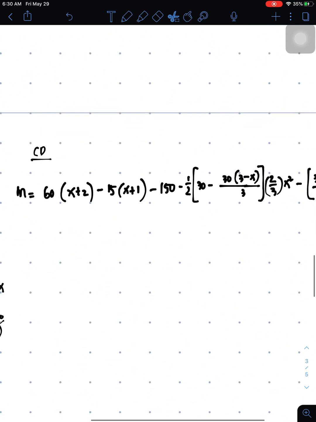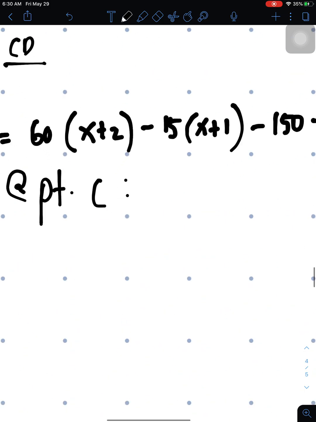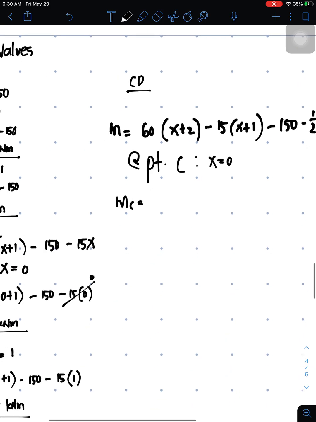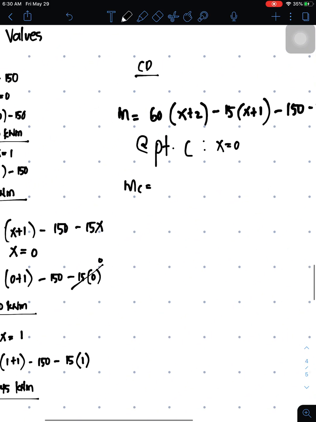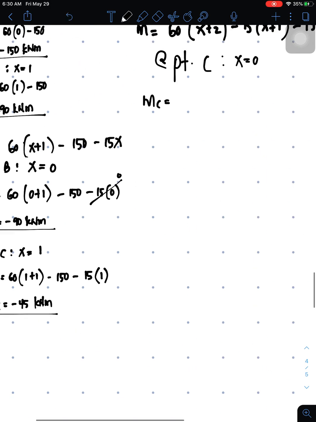Okay, so this is the moment equation for CD, and we are now at point C. So therefore x is 0. Okay, first letter man. So our MC, we're expecting our MC to be negative 45 also. Kani, the same ana. So atong i-execute diri.